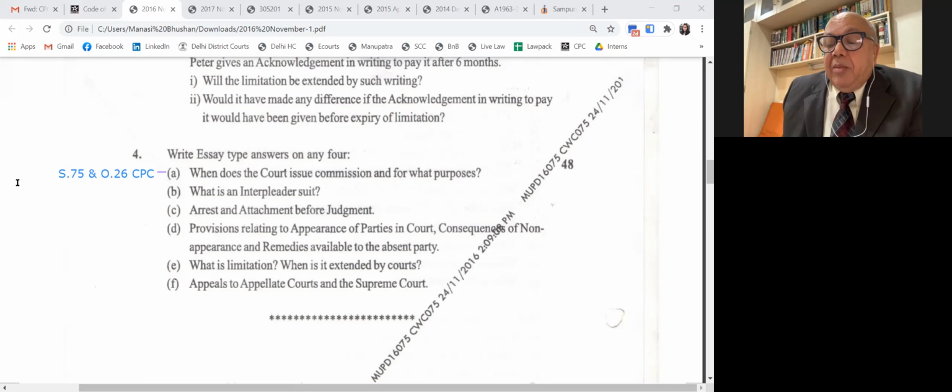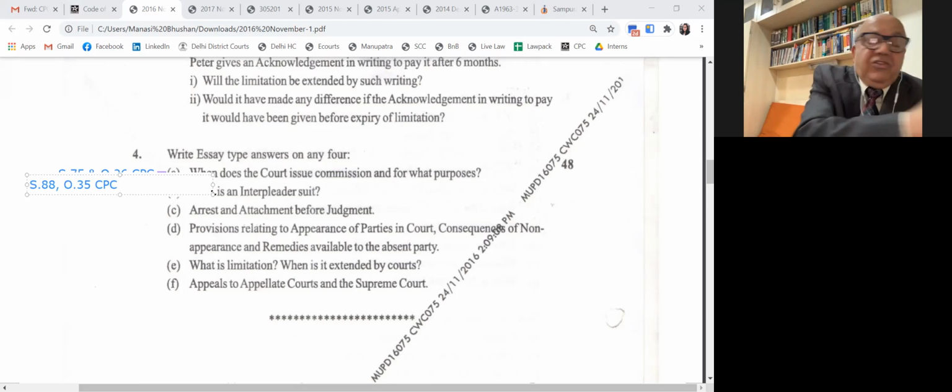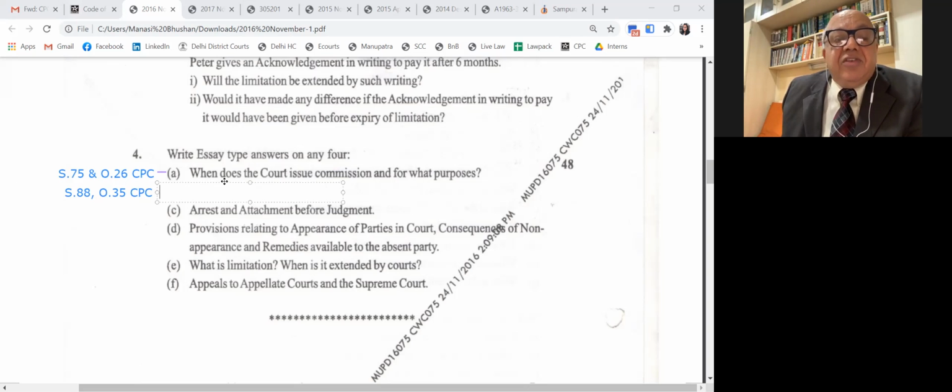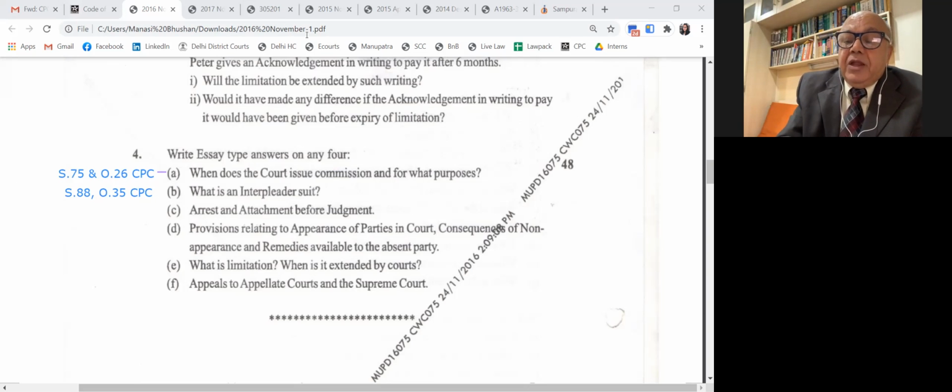Then what is an interpleader suit? This we dealt with under section 88 and order 35. I won't repeat it, because in an interpleader suit the plaintiff has no interest and can only seek costs. It is where there are more than 2 defendants. Then arrest and attachment before judgment. That is order 38, rules 5 and 6. So this is interlocutory.